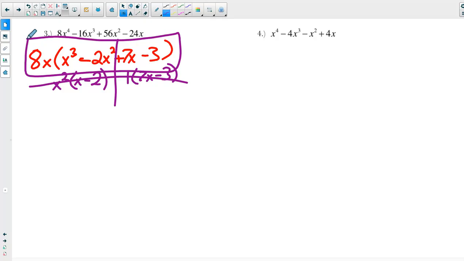So we try to factor by grouping. We hope we can factor by grouping. But it does not mean we are going to be able to factor by grouping. Okay? Questions?